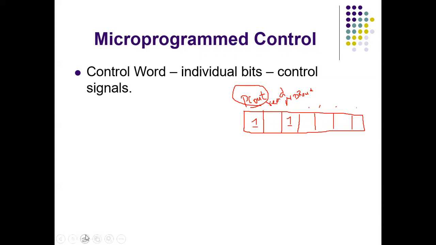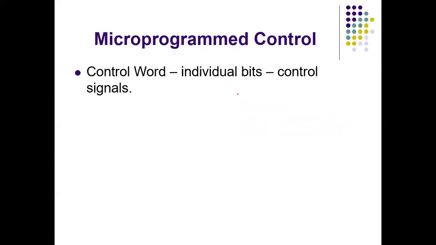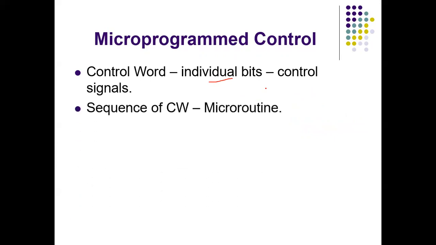So this is called a control word. A control word is a collection of bits where each bit represents a particular micro instruction. Fine. So a sequence of control words is called a micro routine.